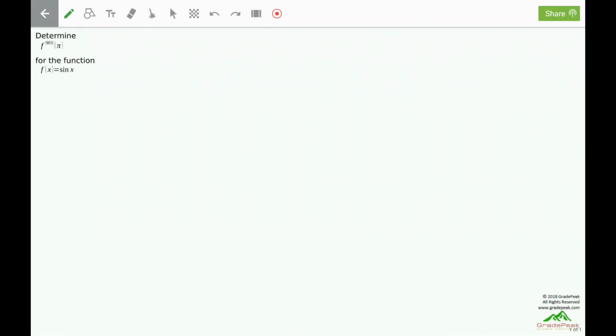Determine f^(903)(π) for the function f(x) = sin x. So f^(903) is the 903rd derivative, evaluated at π. So we need to determine the 903rd derivative of sin x.